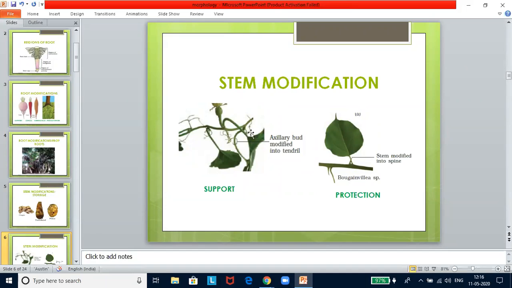This diagram they might ask you, and ask you to identify whether it is a leaf modification or a stem modification. Here the stem is modified into a spine. It is in bougainvillea. So they can ask you this diagram and ask which part is modified into the spine, or what the modification is called. So this is called a spine. There is a difference between a thorn and a spine. So here it is a spine.